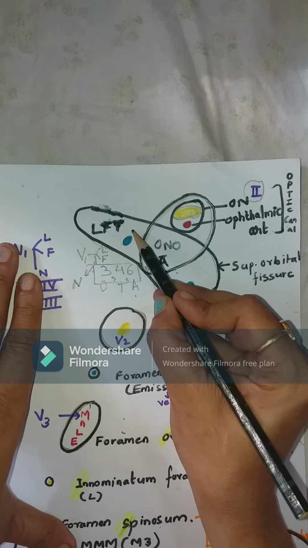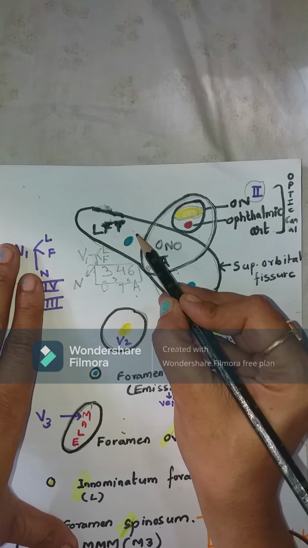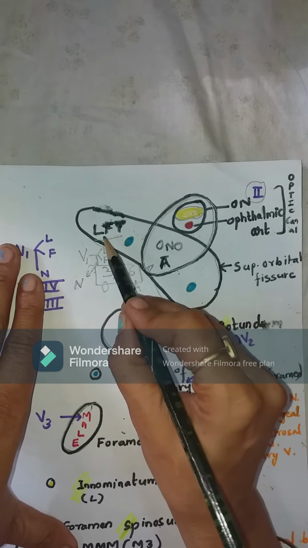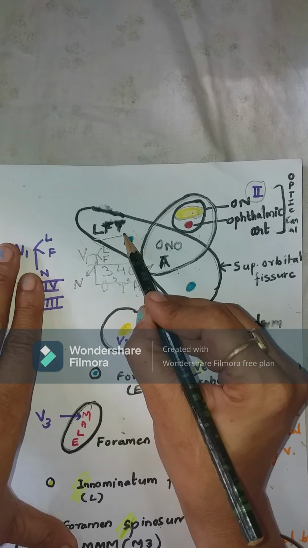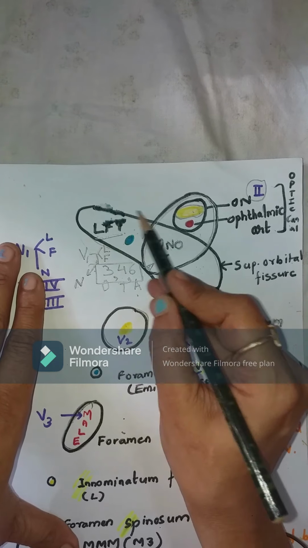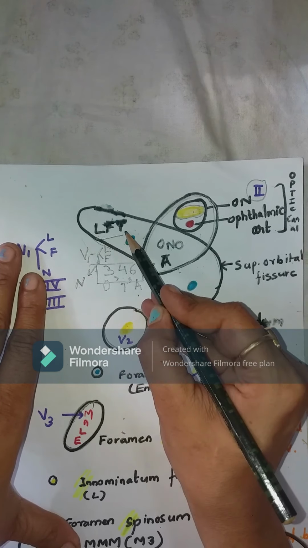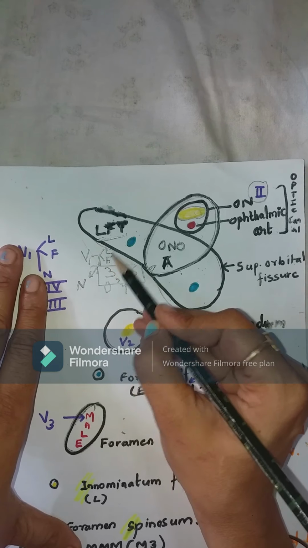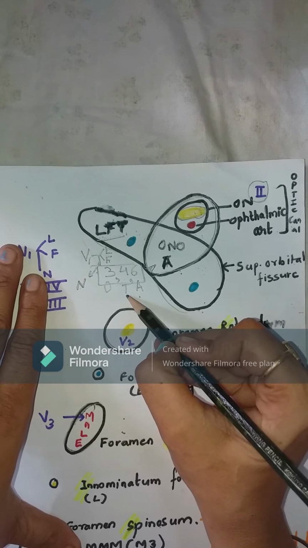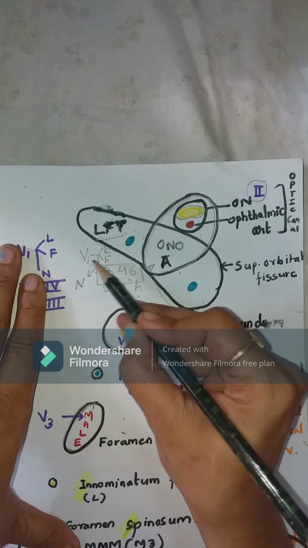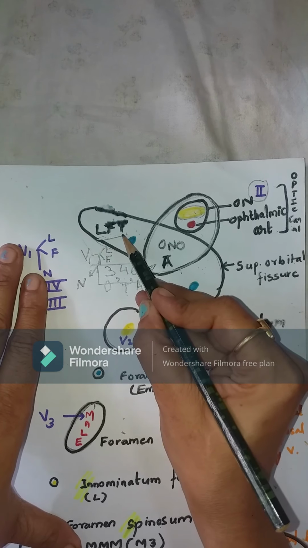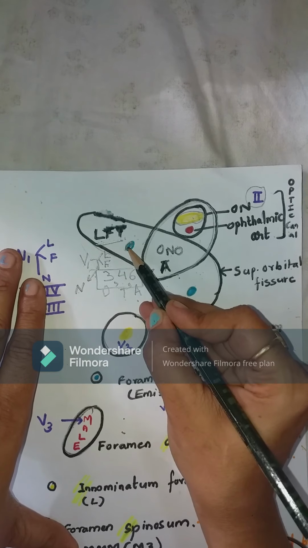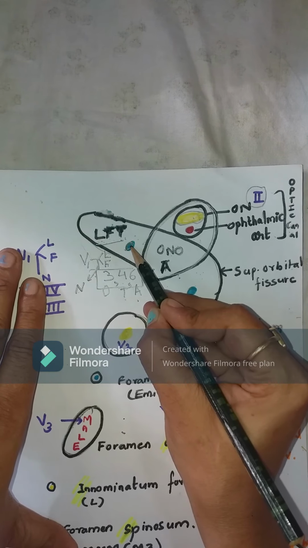Through the lateral part of the superior orbital fissure, let us now try to remember the structures: LFT. We can remember it like this, LFT, the liver function test, which many people have done. So L stands for lacrimal, F stands for frontal, and T stands for trochlear cranial nerve. L and F are the branches of V1, along with the trochlear nerve. Also you can see one blue dot here, that is the superior ophthalmic vein.